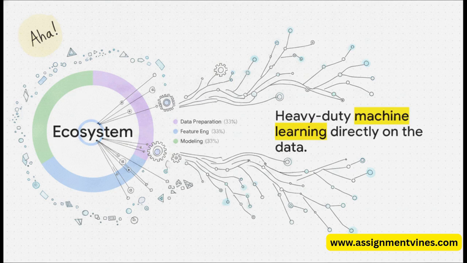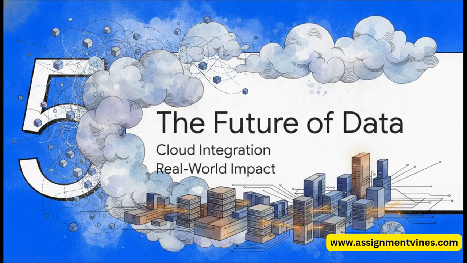Within this single, highly efficient distributed environment, your data engineers and scientists can handle data preparation, execute complex feature engineering, and even build out predictive modeling using Spark MLlib. So you're doing heavy-duty machine learning directly on the distributed data without ever having to migrate it to a separate system first. It's brilliant.